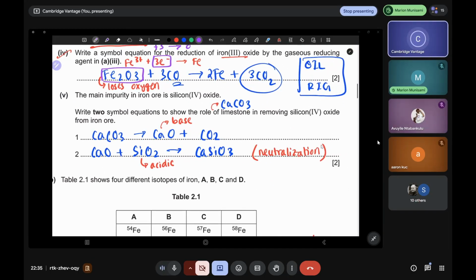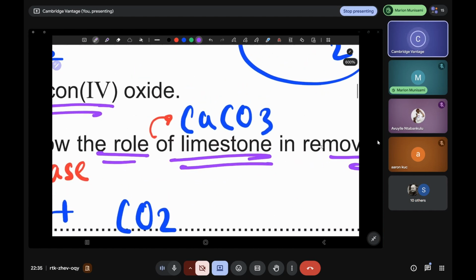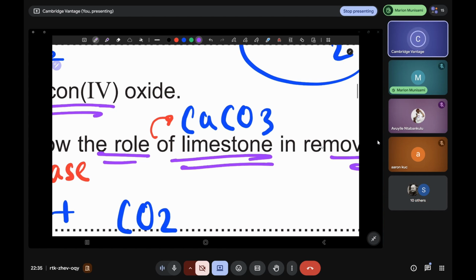And what do we have over here? The main impurity in iron ore is silicon 4 oxide. Write two symbol equations to show the role of limestone in removing silicon 4 oxide from iron ore. So the first thing that you should do is write down what limestone is. And limestone, as you can see over here, is calcium carbonate. And then you will try to analyze what is going to happen over here.